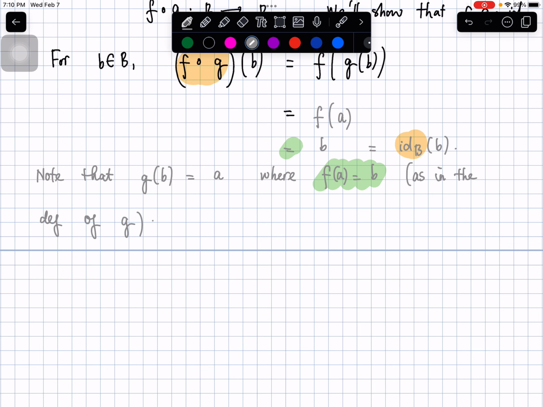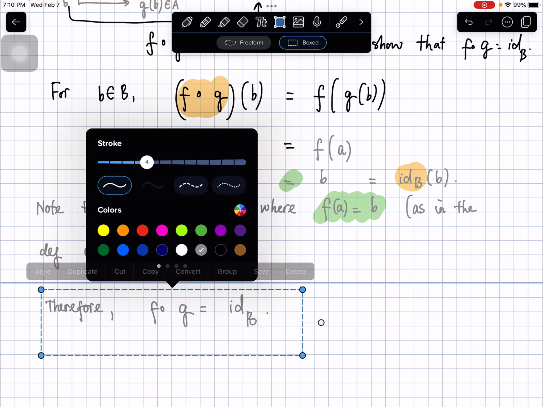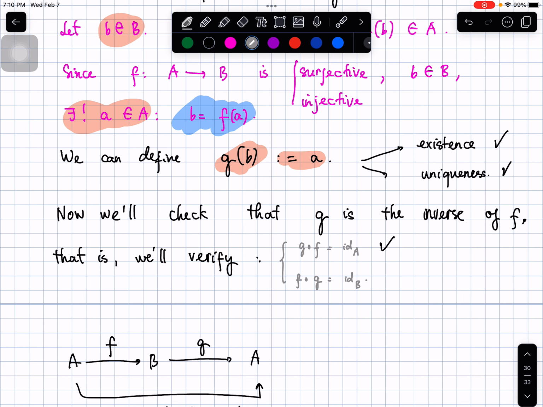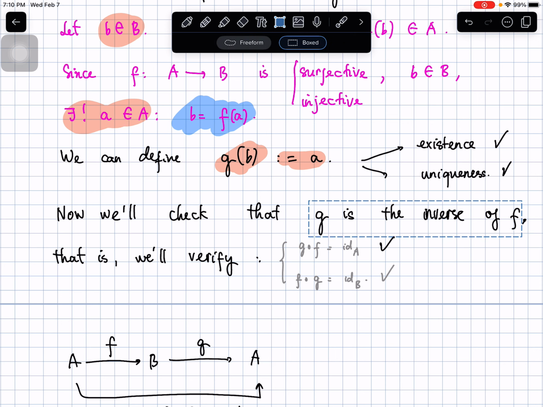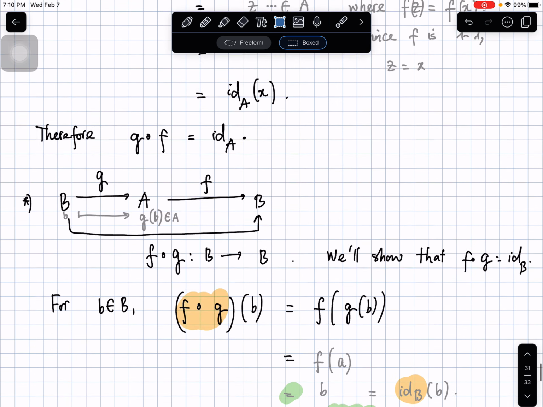Therefore, f dot g must be the identity on B. And this is the second condition we need to show. So we showed both conditions. f dot g is the identity on B. Therefore, g is the inverse function of f, which means that g satisfies the two conditions. Therefore, f is invertible and g is the inverse function of f.